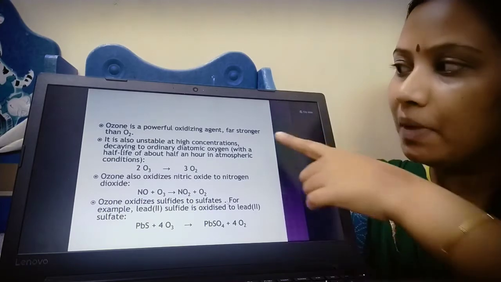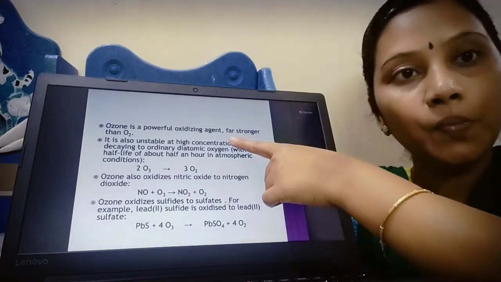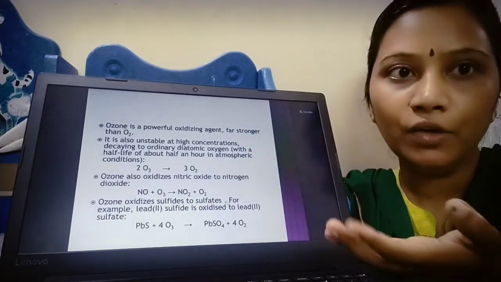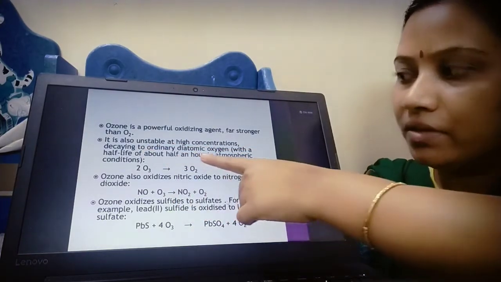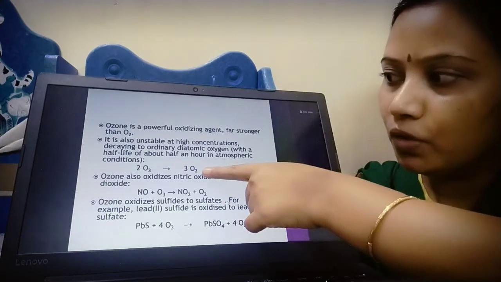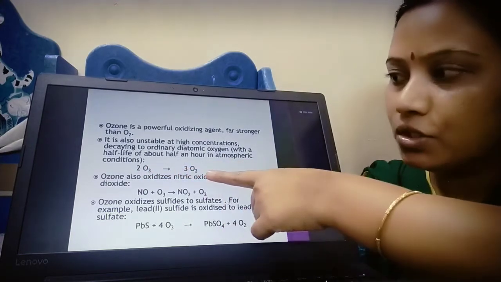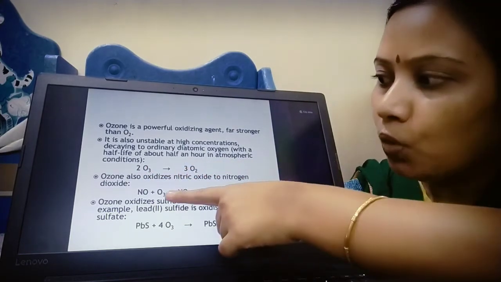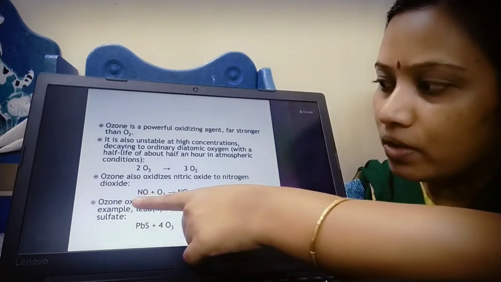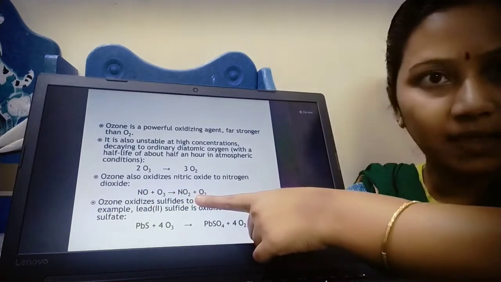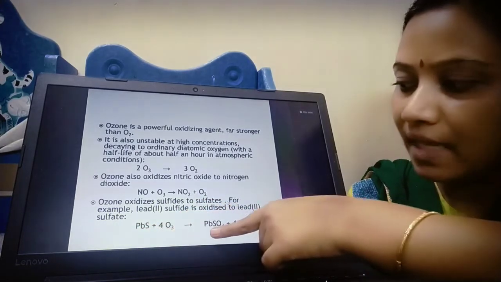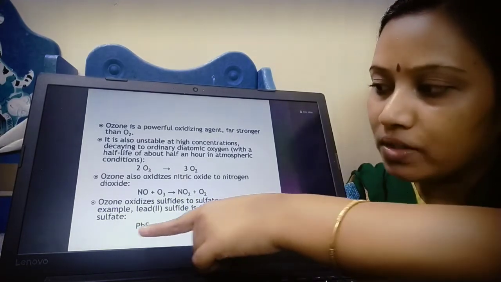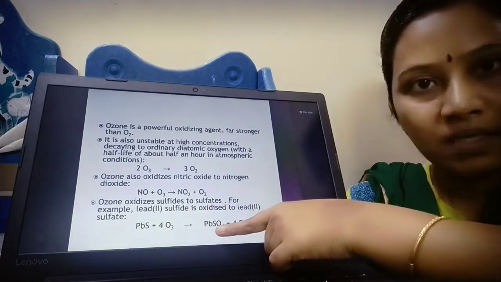Ozone is a powerful oxidizing agent. How powerful? It is more powerful than dioxygen. It is also unstable when present in high concentration, so it immediately decomposes to give you oxygen. See, ozone decomposes to give you dioxygen. Ozone oxidizes nitric oxide to give nitrogen dioxide. And ozone oxidizes lead sulfide to sulfates. Okay, it oxidizes lead sulfide to sulfates.